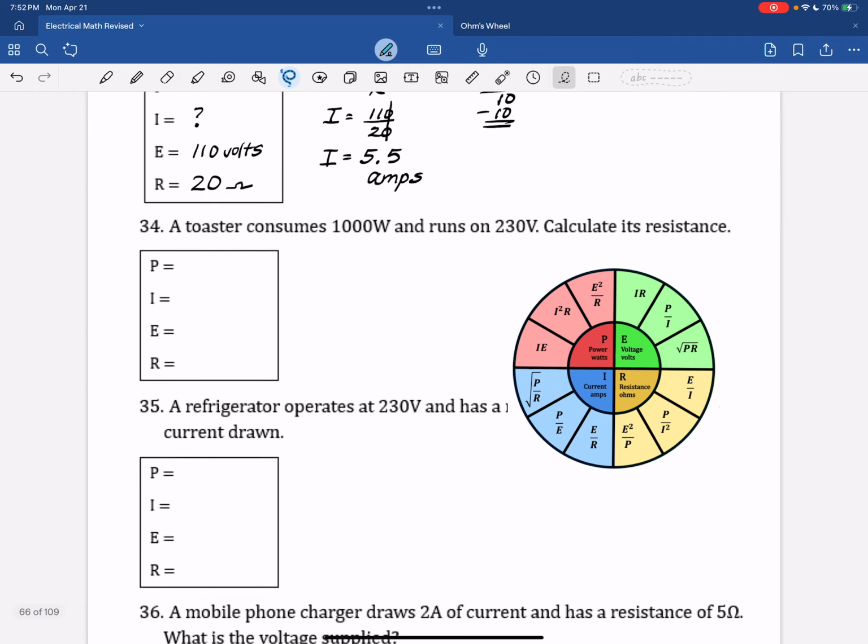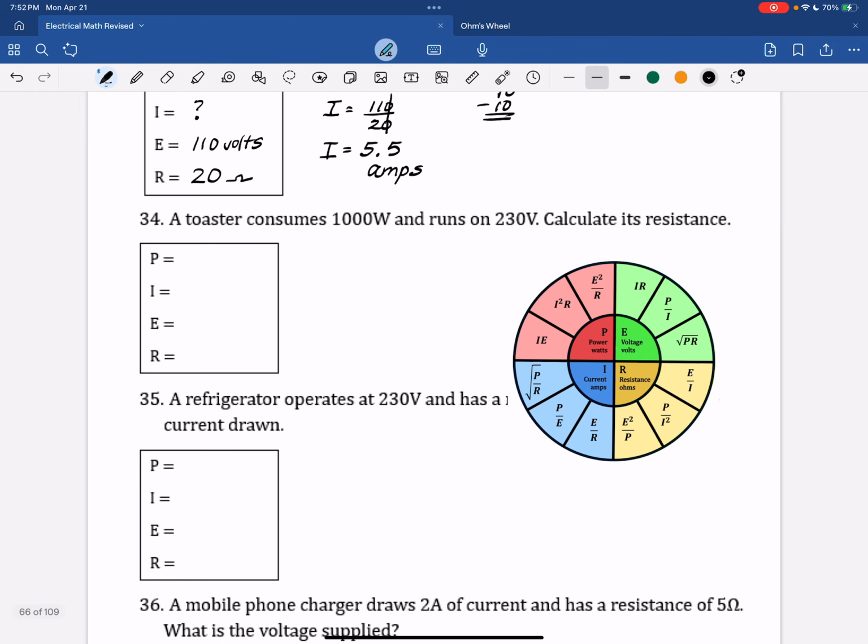A toaster consumes 1,000 watts, or 1 kilowatt, and runs on 230 volts. Calculate its resistance. So we're looking for R, and we know P and E. So we would use the one that relates those two. 230 squared divided by 1,000.